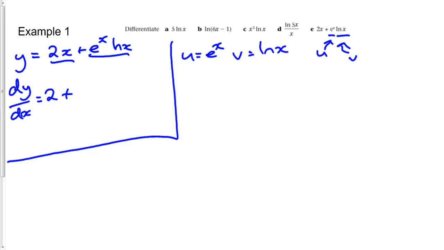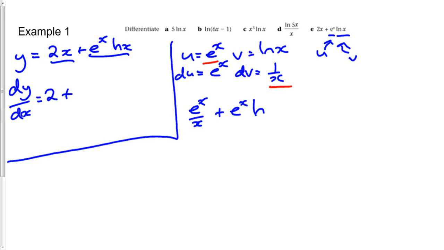Now, whenever we do the product rule or the quotient rule, we work out what du and dv are. So du equals e to the x, nice and easy. dv equals 1 over x. So we've got u dv. So u times dv equals e to the x over x plus v du, which is e to the x log x. And of course, it wouldn't matter if you wrote down log x e to the x. For some reason, I always put e to the x first, I think because it's first alphabetically. But you're not going to get penalised if you wrote log x e to the x instead.